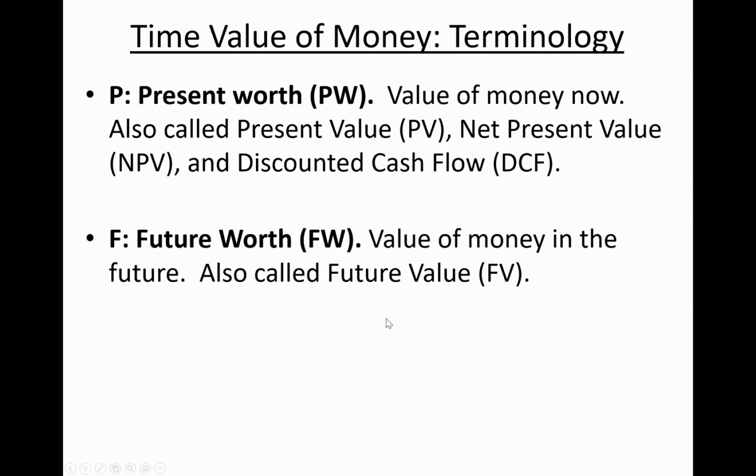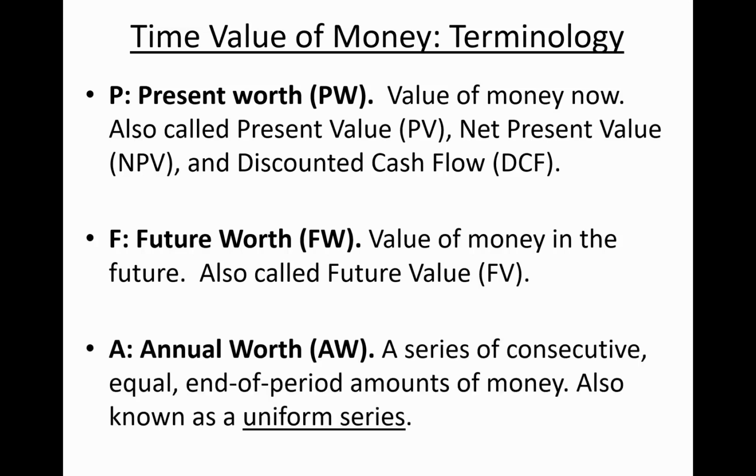The future worth, also sometimes called the future value, is a single amount sometime not in the present but in the future. And it's different from an annual series or an annual worth or a uniform series, because in the case of an annual series, the amounts are recurring and they're the same amount in consecutive years.